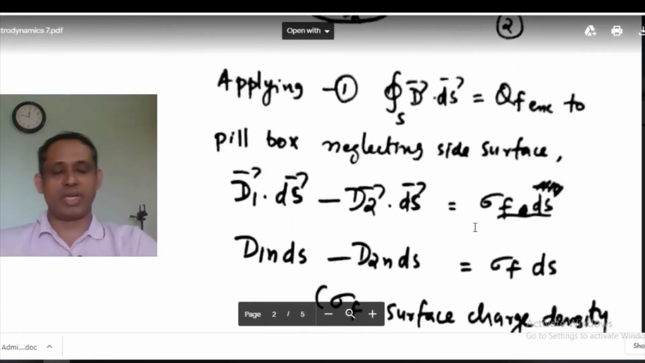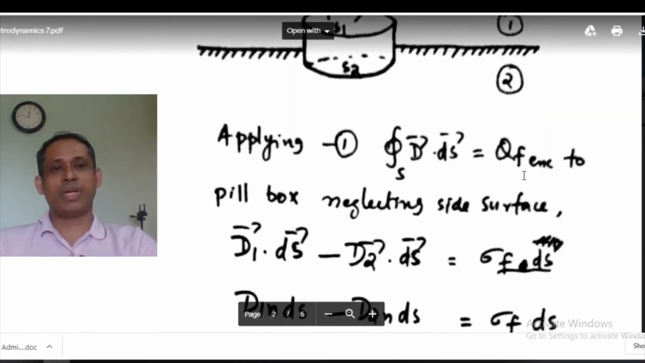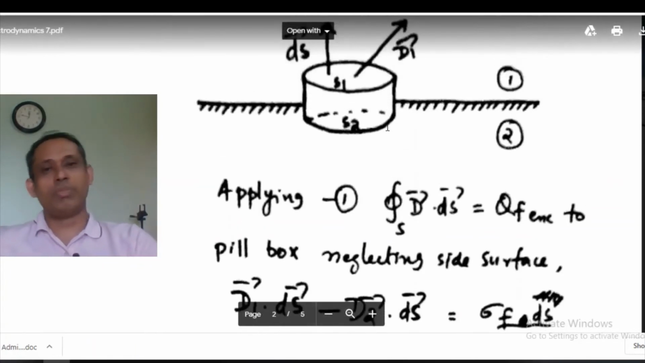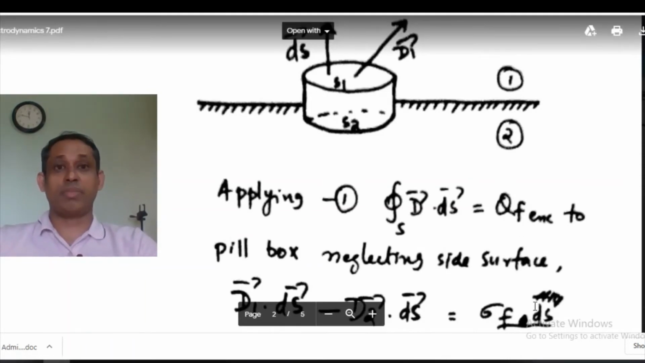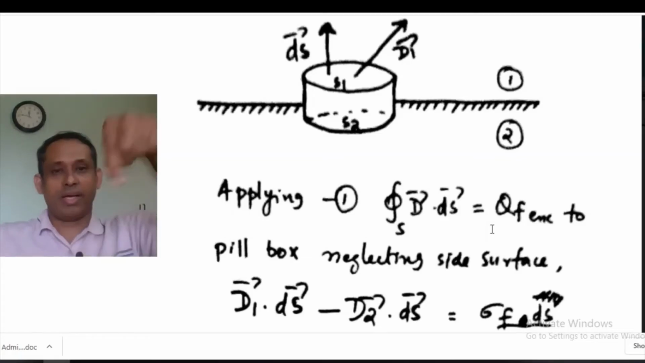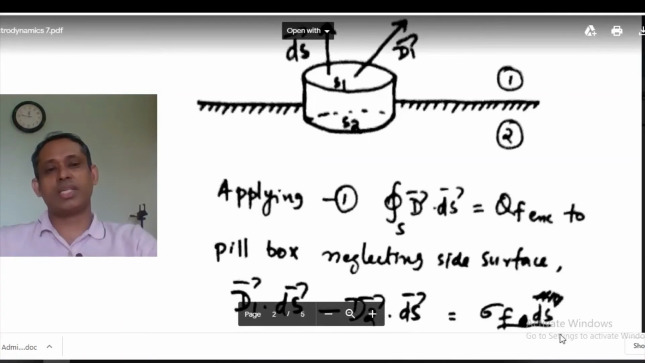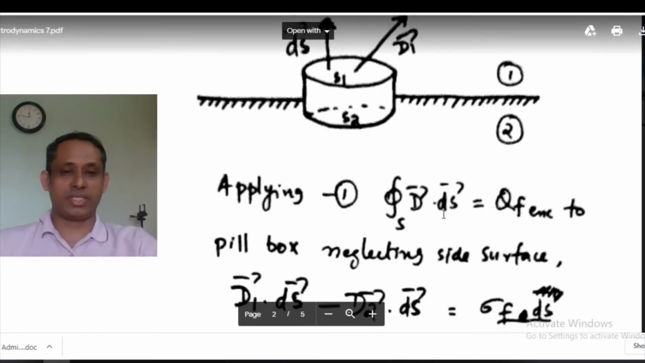On the right hand side, we have sigma f, the surface charge density. We have to find the charge enclosed by the surface, Qf. That is equal to sigma f dS, because dS is the area of the upper and bottom surface. So the charge enclosed will be the surface charge density sigma f times dS.